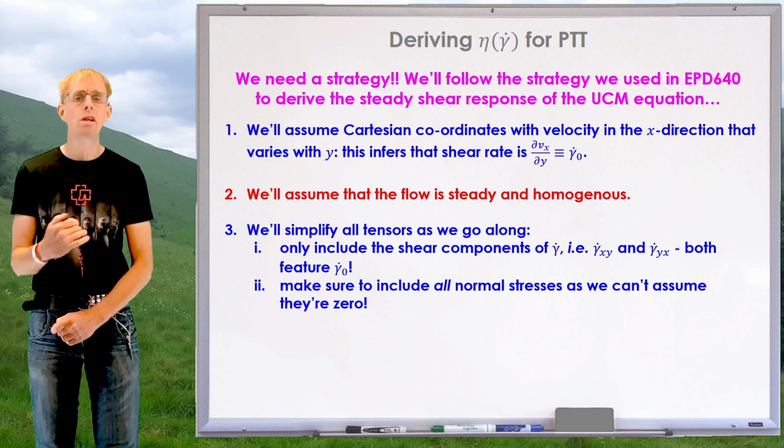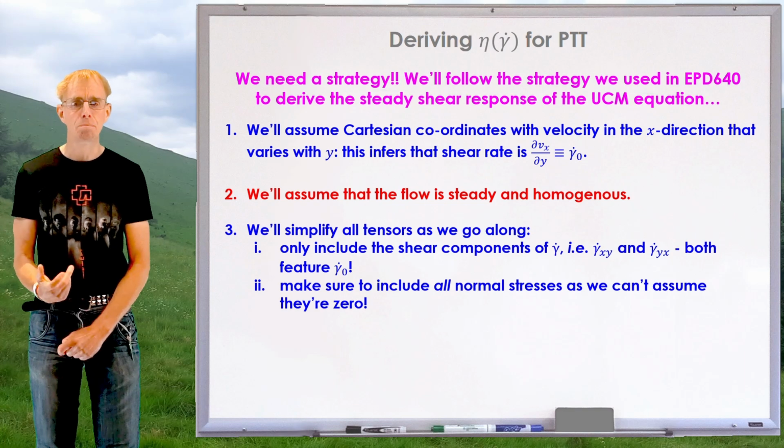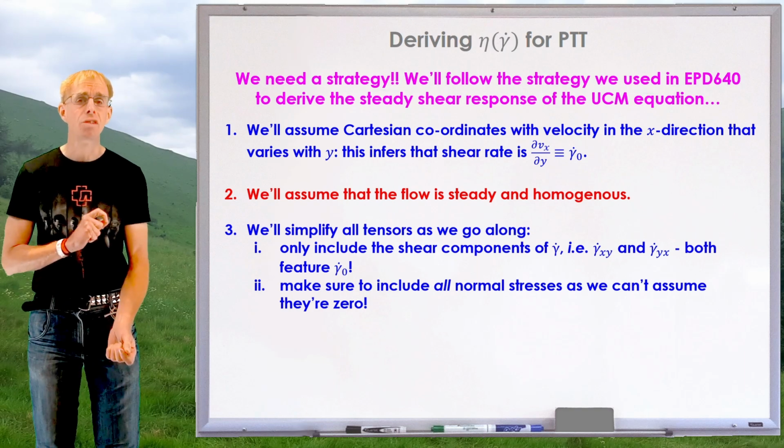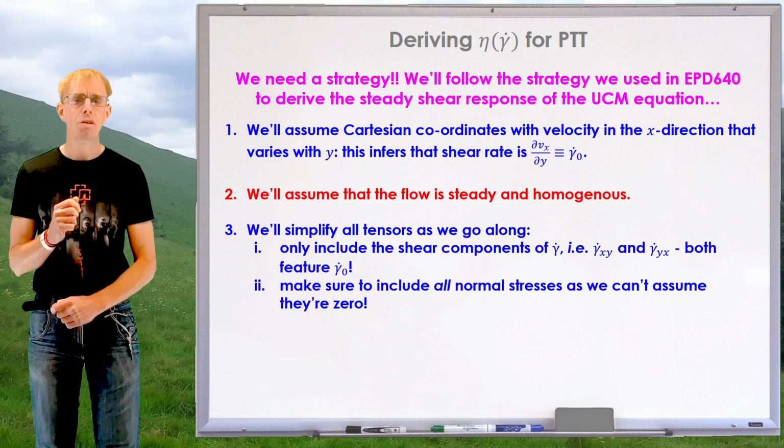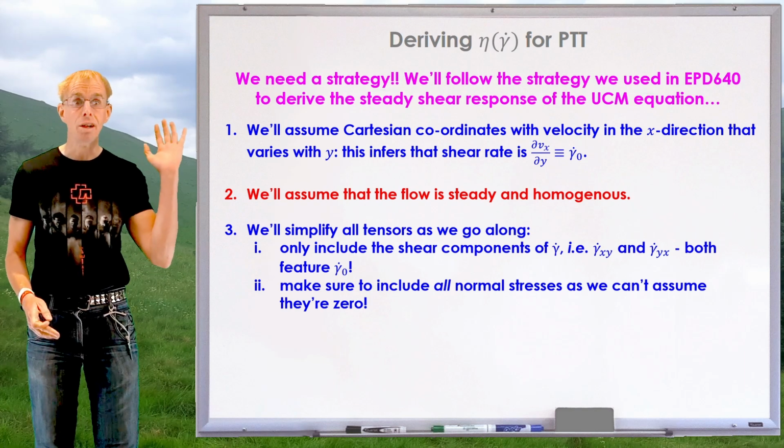And so we're only going to be including the shear components in our shear rate tensor, big gamma dot in bold, and that's just simply gamma dot xy and gamma dot yx. Both of these are equal because of the symmetry of the problem. Both of the non-zero shear rates are just simply gamma dot 0, as we've defined in step 1 of our workflow.